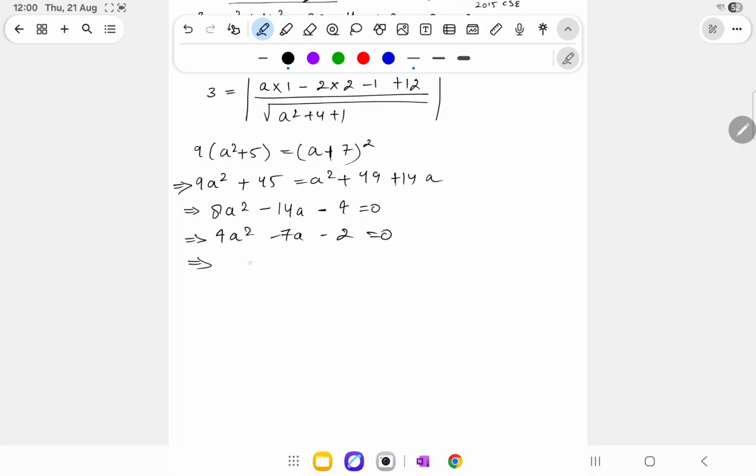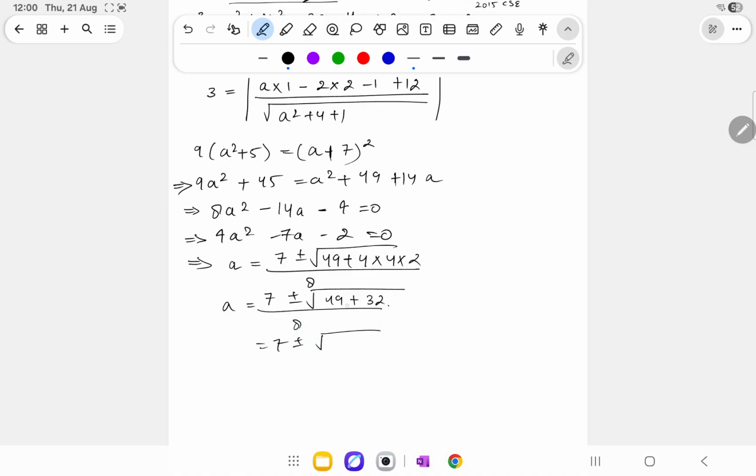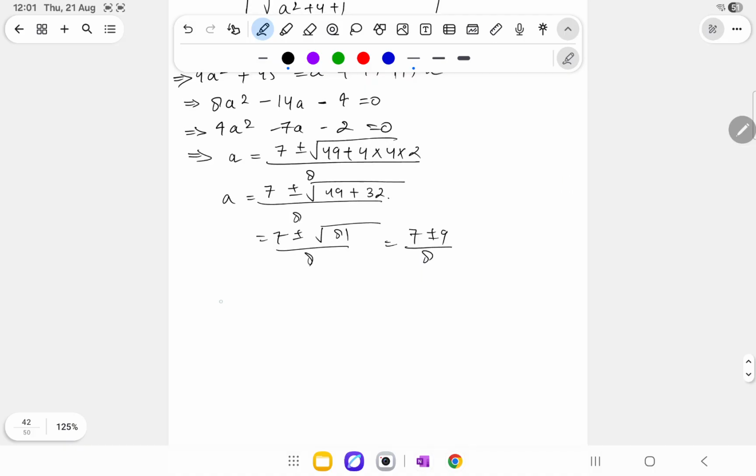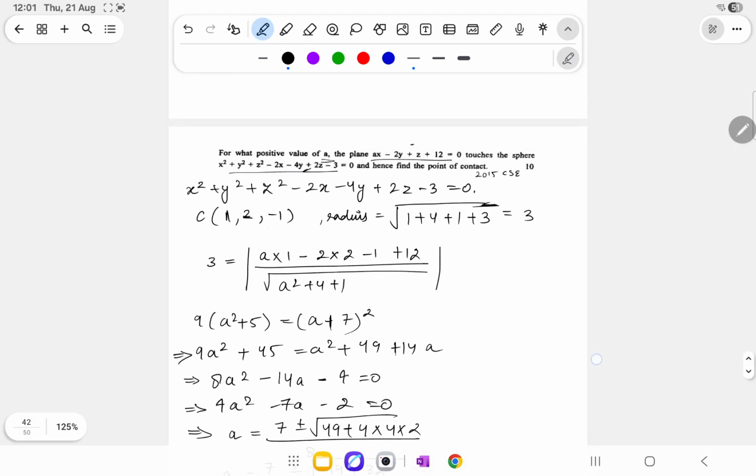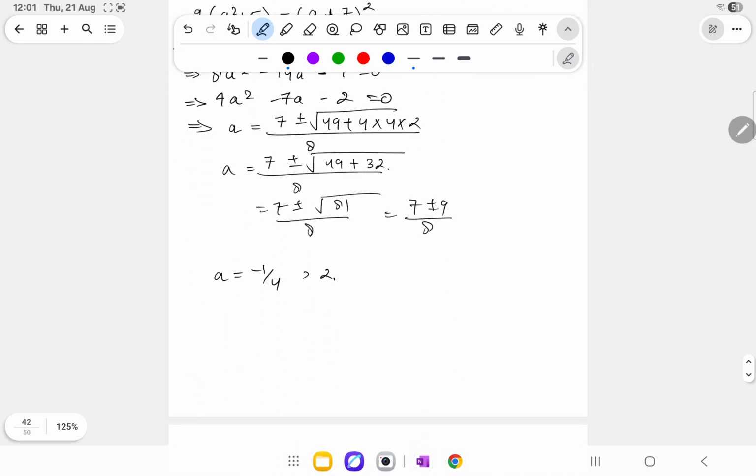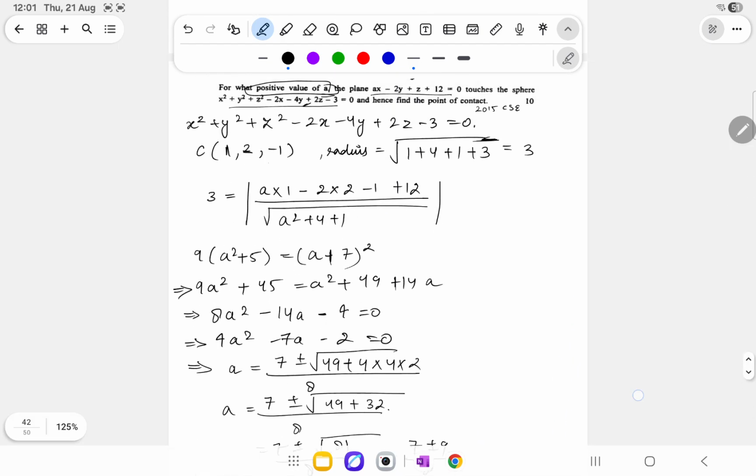Since it is quadratic in a, we get a equals (7 plus or minus root of (49 minus 4 into 4 into minus 2)) upon 8. So a is (7 plus or minus root of (49 plus 32)) upon 8, which is (7 plus or minus root 81)/8, which is (7 plus or minus 9)/8. So my a is either minus 1/4 or 16/8, which is 2. But in the question they have asked us to find the positive value of a, so I can discard the negative value. So my a equals 2, for which the given plane is tangent to the given sphere.